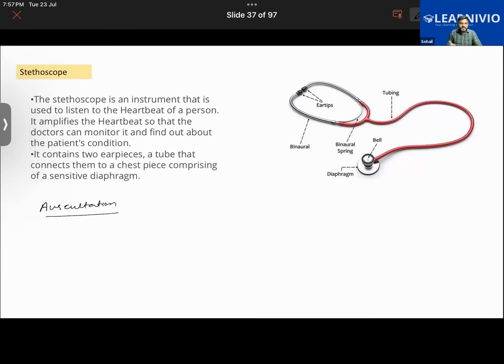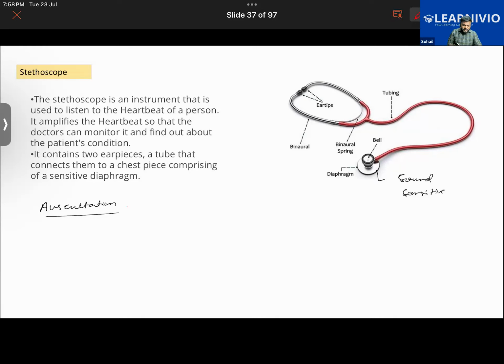Okay. So the structure is very simple. It contains two ear pieces that would go into the ear, and a tube that would be connecting it to the diaphragm. This is a very sound sensitive object. So it would be catching the vibrations. So that is the purpose of a stethoscope.